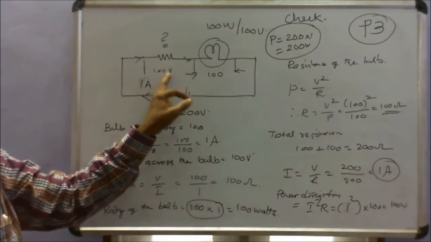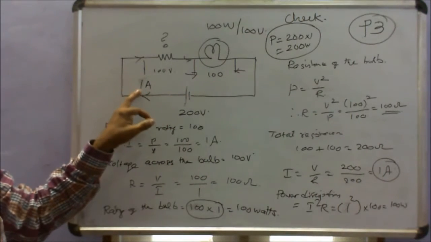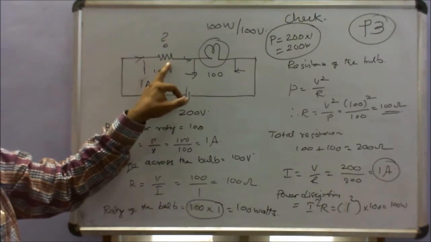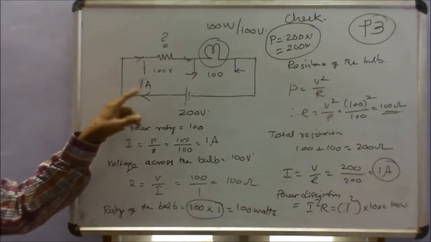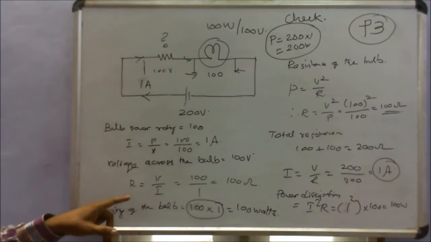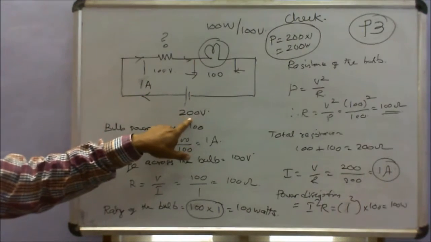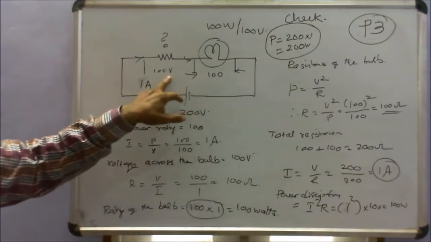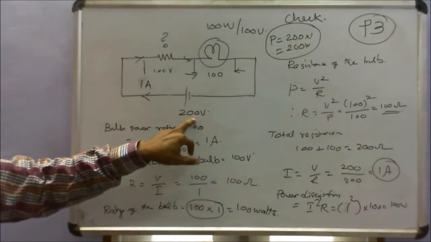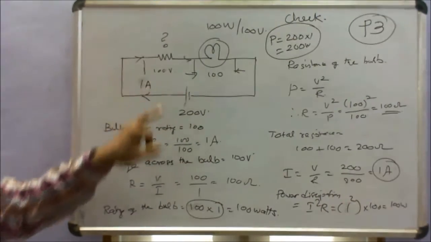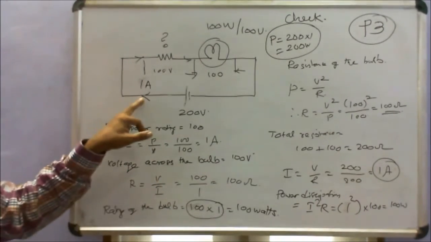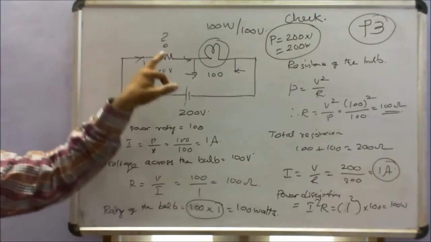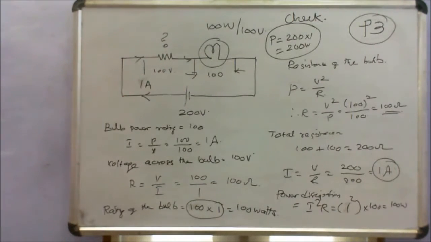These two are connected in series. Therefore 1 amp flows in this resistor as well as the bulb. We can easily compute the resistance. According to voltage law, here 100, here 100, put together we will get 200. The voltage across the resistance is 100. Therefore R is equal to V by I. We know the current I. Therefore 100 ohms to be connected in series with the bulb.